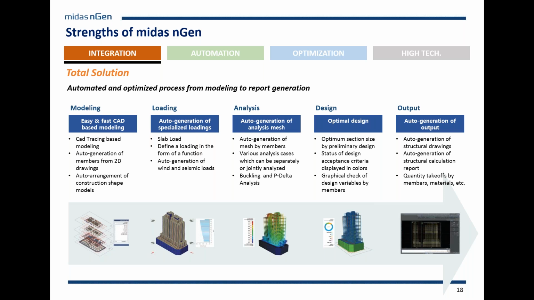Then output. When it comes to output, we have got high quality reports generated in the form of Word file, and also drawings generated in the form of DWG or DXF, as well as we have the bill of material output, which is generated in the form of Excel sheets. So all usable softwares are included.